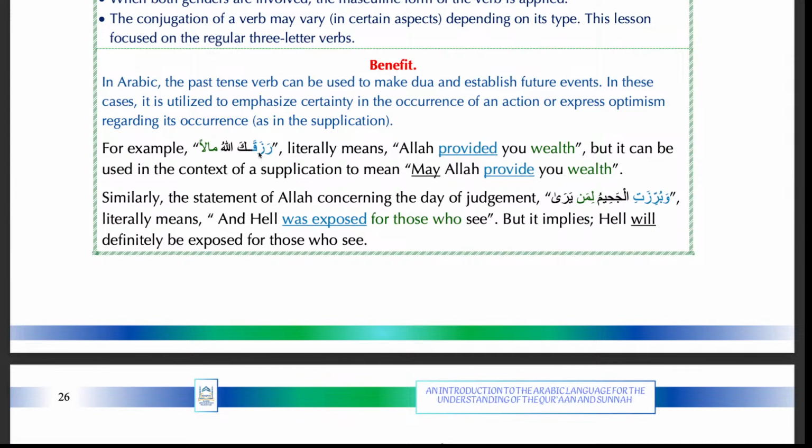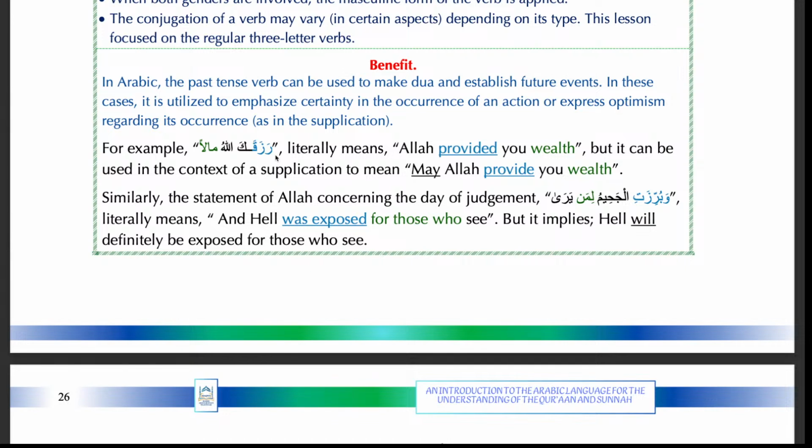So for example, if you say, Razaqaka Allahu malan, it literally means Allah provided you wealth. So if someone has a lot of wealth, you can tell them, MashaAllah, razaqaka Allahu malan. MashaAllah, Allah has provided you wealth. And you use the same statement if you want to make dua for the person. You say razaqaka Allahu malan, and then you end with Ameen, meaning may Allah provide you with wealth.